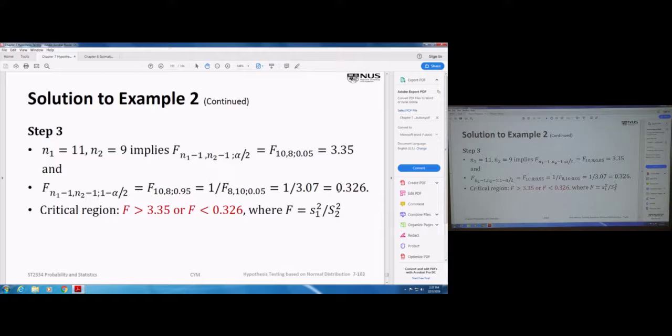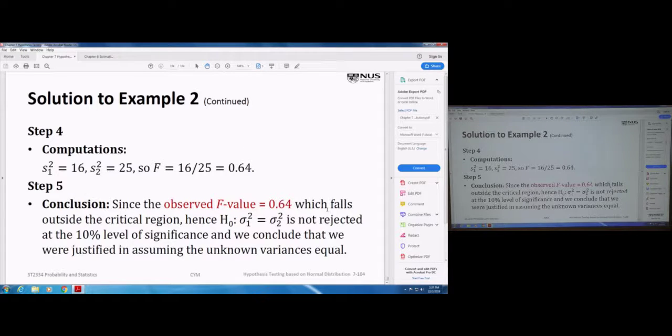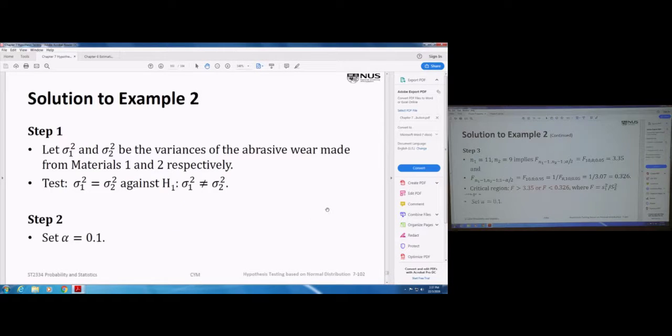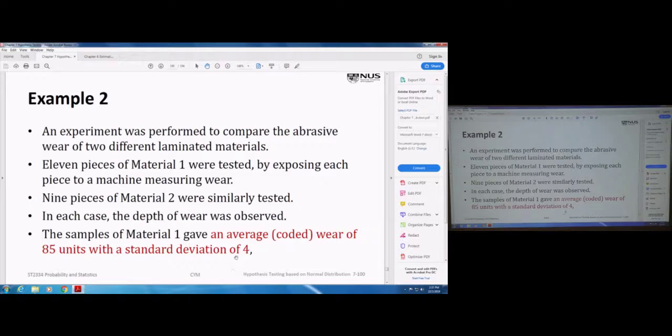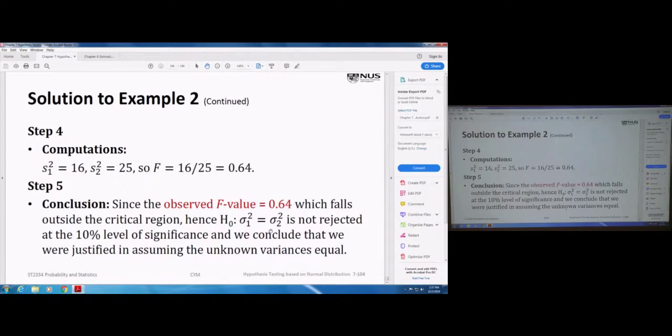So basically, we're rejecting if we are less than 0.326 or bigger than 3.35, where F is basically the ratio of this capital S. Okay, so now the F statistic is straightforward to compute. We get 16 and 25. The only information that we had here that was relevant is this standard deviation here and this standard deviation here, okay? So the test statistic is going to be 16 over 25, which is 0.64. Okay, so in this case, 0.64 lies outside the critical region, so we don't reject.